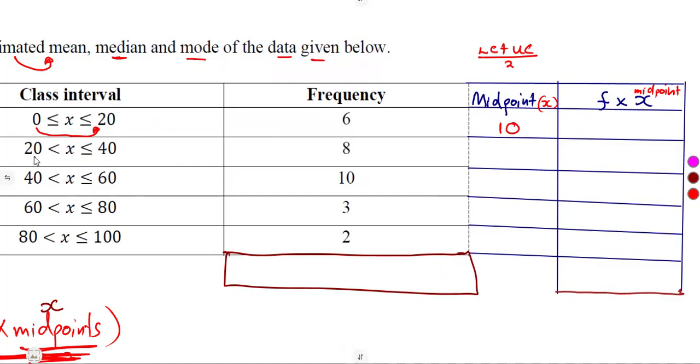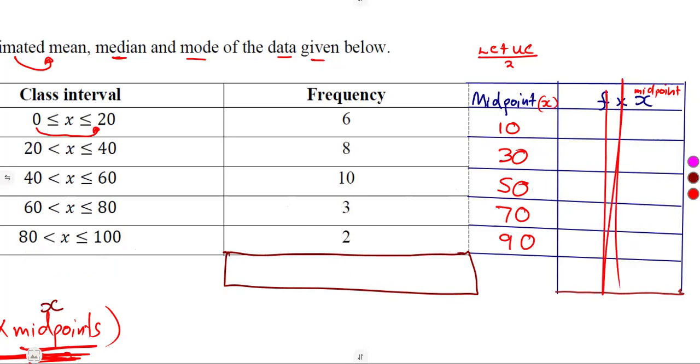You do the same thing from 20 to 40. You add these 2, then divide by 2. So that gives us 30. From 40 to 60, that's 50. From 60 to 80, you do the same thing. That's 70. From 80 to 100, that gives us 90. You add, then divide by 2.